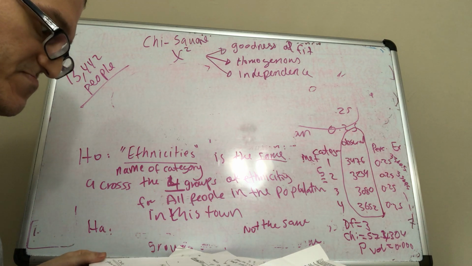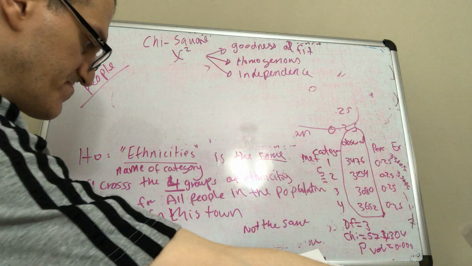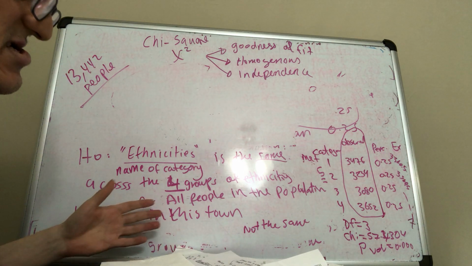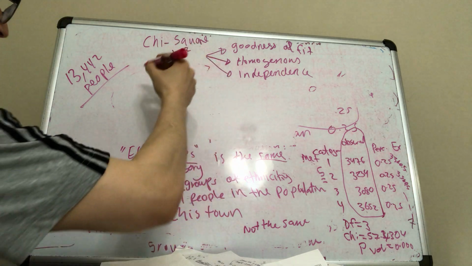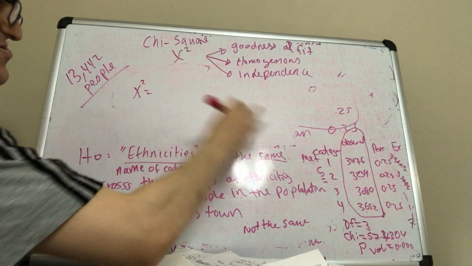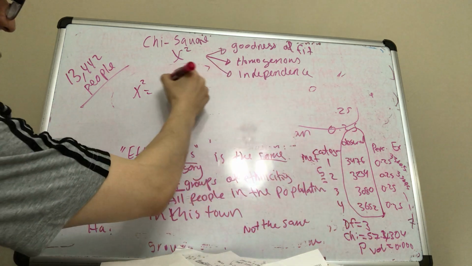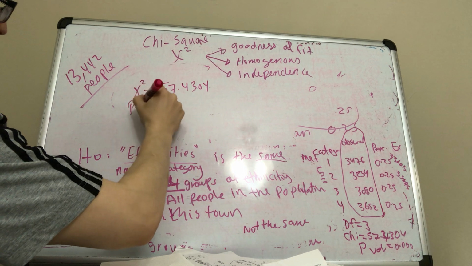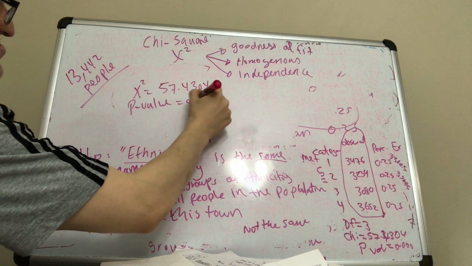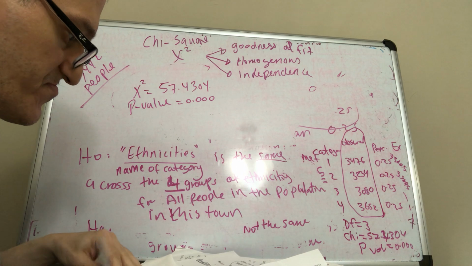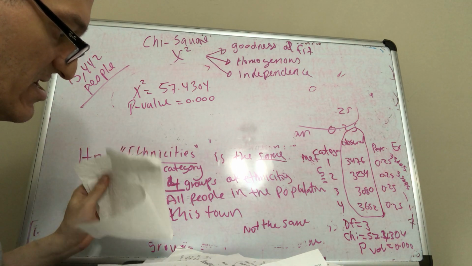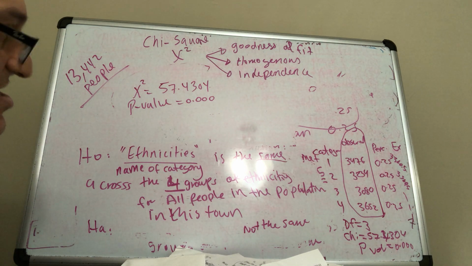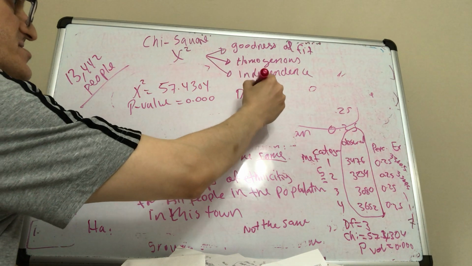Okay, so after doing this, they wanted to see what the test value is, the chi-test. You go to Minitab, and you see the chi-test is 574304, and the p-value is 000. And then they want you to make a conclusion, but before we do, how do they get the degree of freedom of 3?